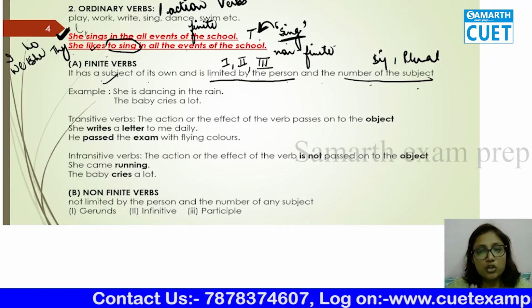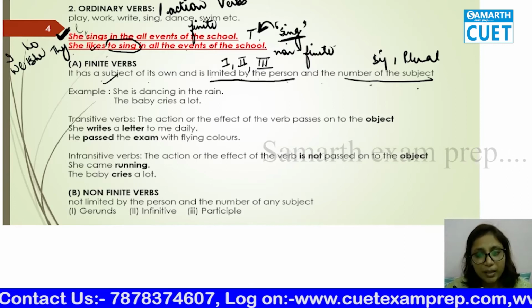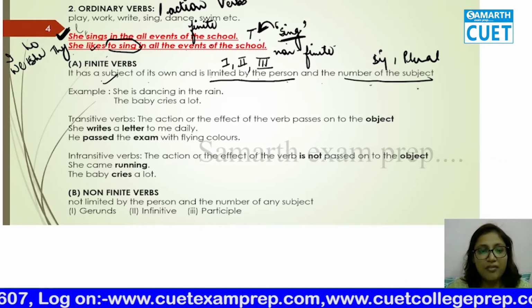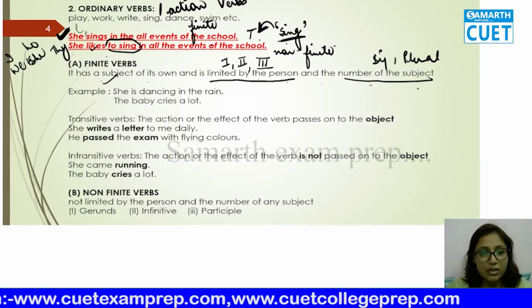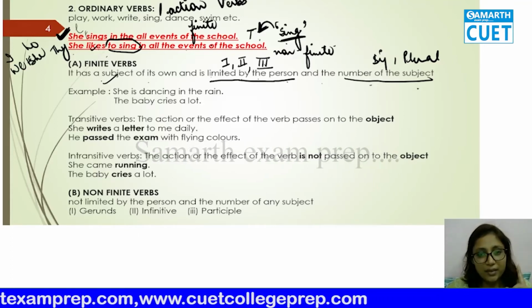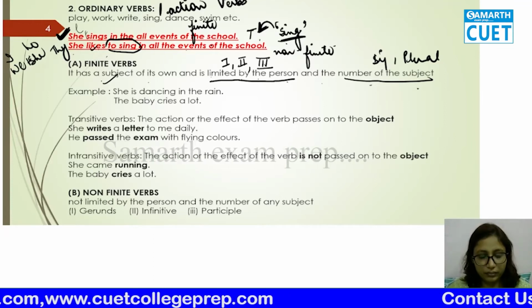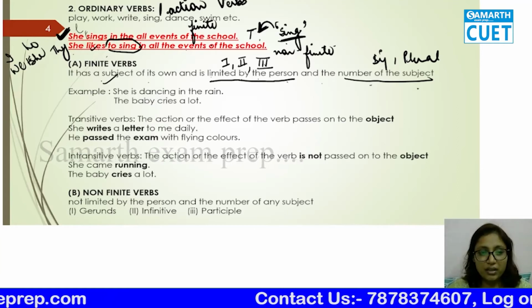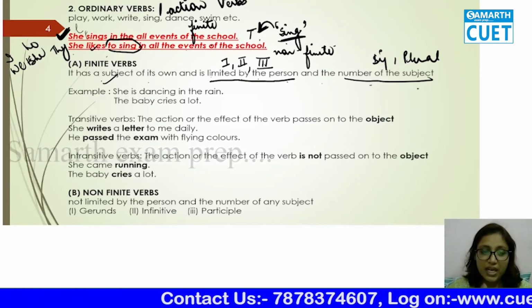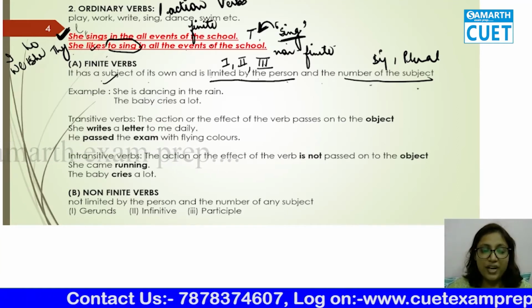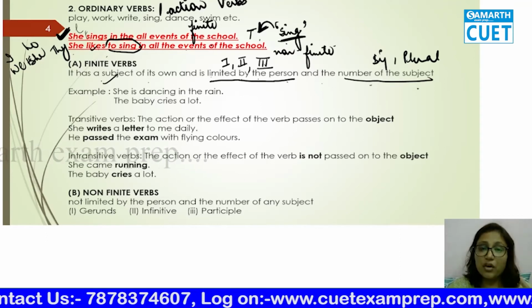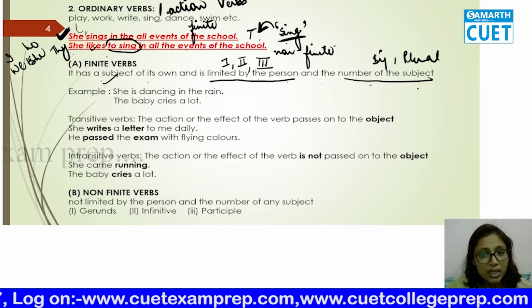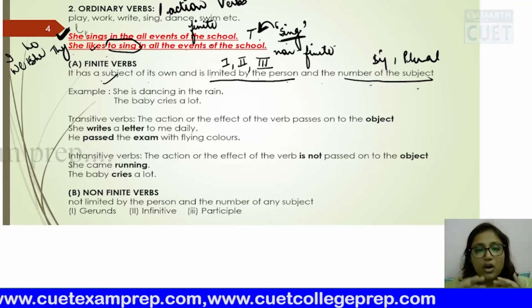Okay. So, the verb, finite verbs are of two types. They are transitive verbs and intransitive verbs. So, finite verbs are transitive or intransitive. Based on what? Based on if their action is passed on to the object or it is not passed on to the object.